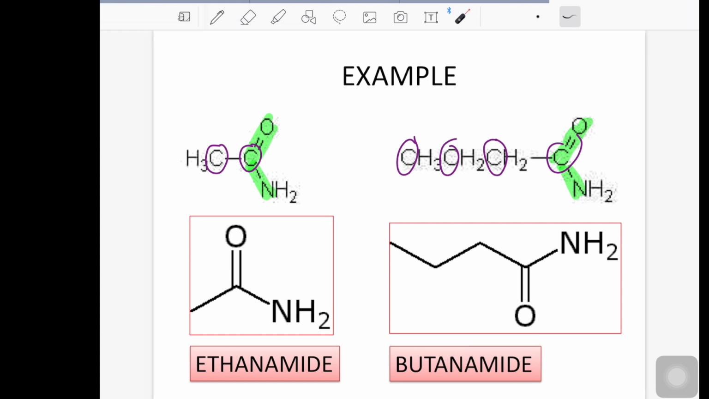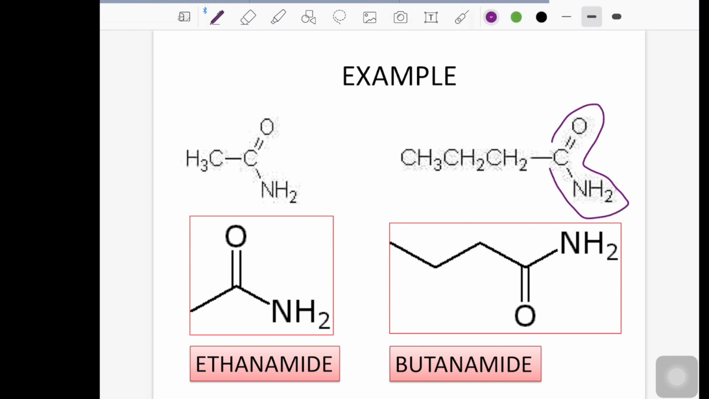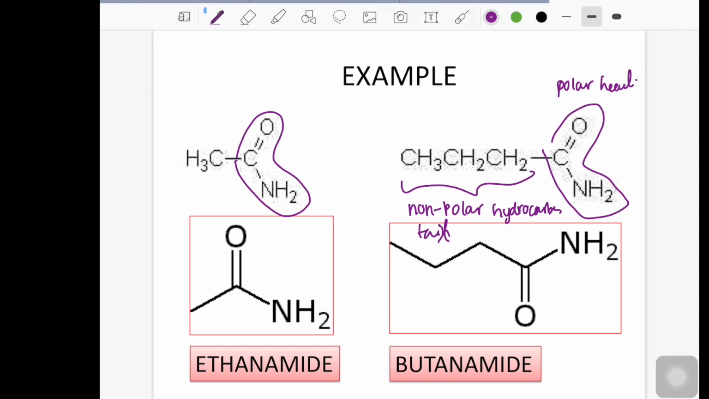Now, if we just look at this, the C=O NH2 is the polar part of the molecule. Sometimes it's called the polar head. And then the hydrocarbon tail is called the non-polar hydrocarbon tail. So you can imagine the hydrocarbon tail between ethanamide and butanamide. Ethanamide is more soluble in water because the nonpolar part of the molecule does not dominate.